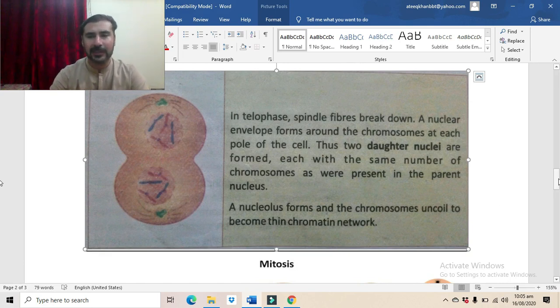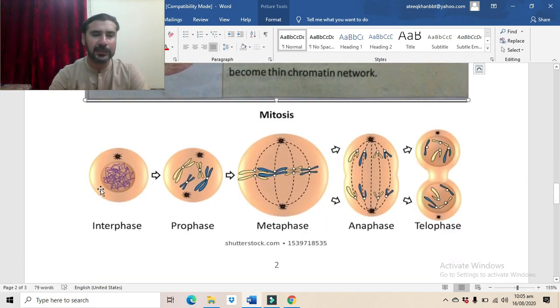Now diagrammatically, in another diagram it is shown here. This is the interphase chromatin network. Here proper chromosomes are formed, in condensed form, and spindle fibers are formed. Now here this is the equatorial plate. So in the metaphase, this metaphase plate is formed. The chromosomes are arranged at the center of the cell, and the spindle fibers attach to the chromosomes through the centromere.